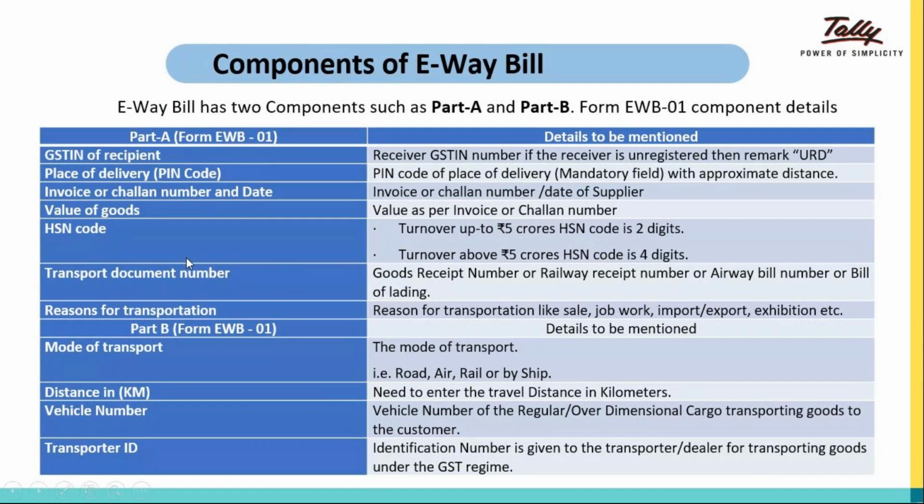And then the transport document number. Transport document number means goods receipt number, railway receipt number, airway bill number, or bill of lading. So you have to provide the details for your mode of transportation here. And then you have reasons for transportation. So what is the reason? Are you transporting it for sale? Are you transporting it for job work? Is it an import or export, or is it an exhibition? Depending on what exactly the transportation is for, we have to provide the reason for the transportation as well. So these are the details that fall under your part A.